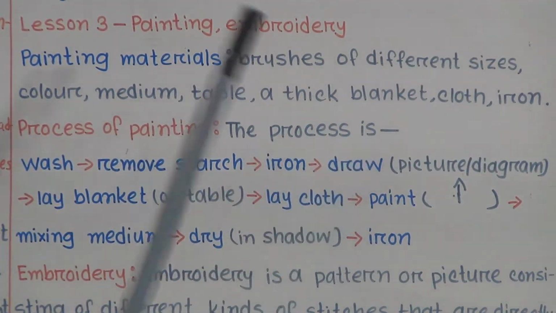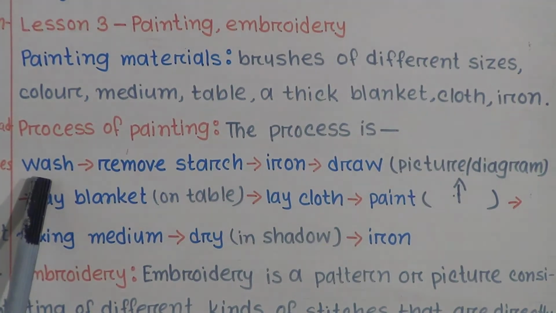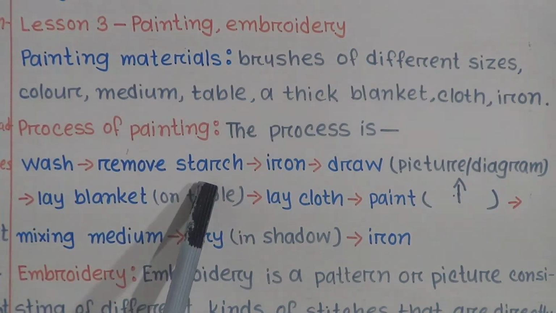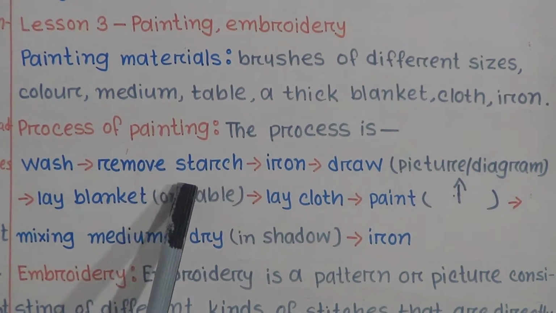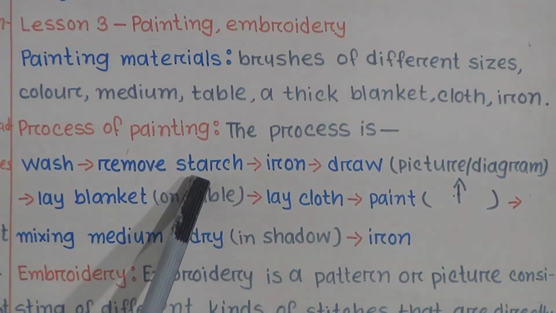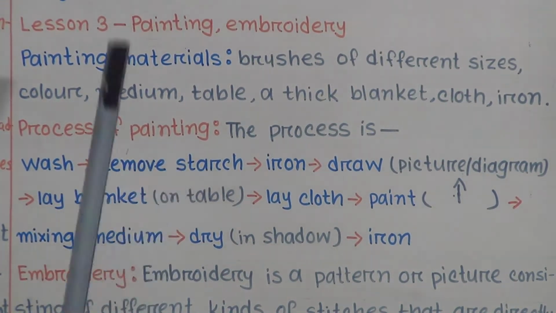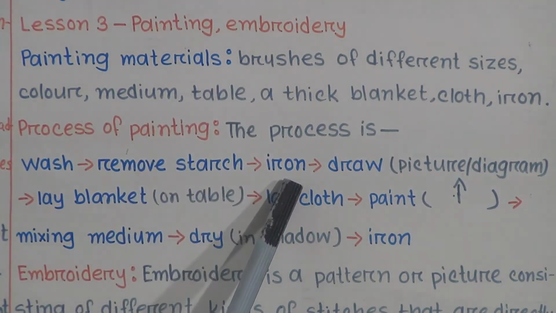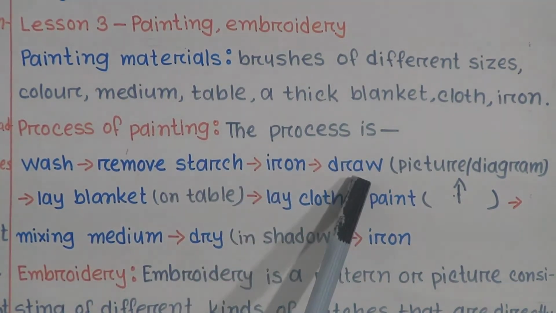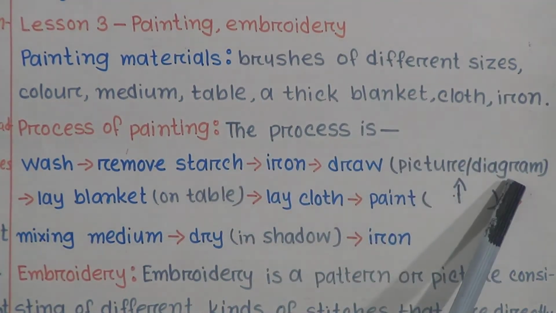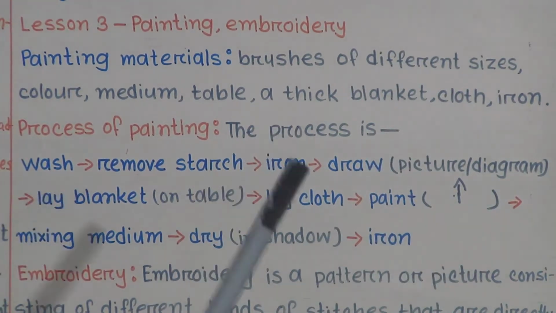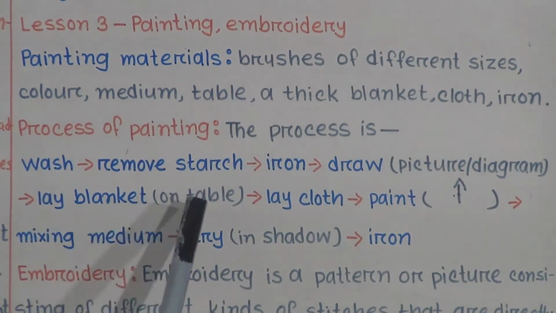The process is we have to first wash the cloth, like dyeing and printing. We have to wash the cloth, and then we have to remove the starch. The starch is also not good for painting. So we have to wash the cloth and remove the starch from the cloth. And after washing, we have to iron the cloth, and then we have to draw on the cloth. We can draw a picture or diagram on the cloth. And after drawing, we have to lay a blanket on a table.